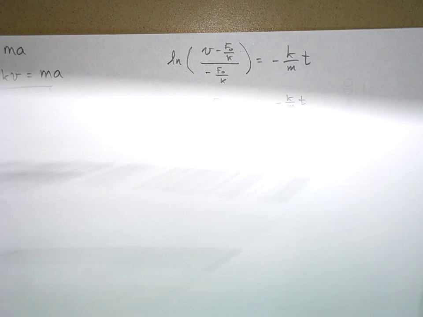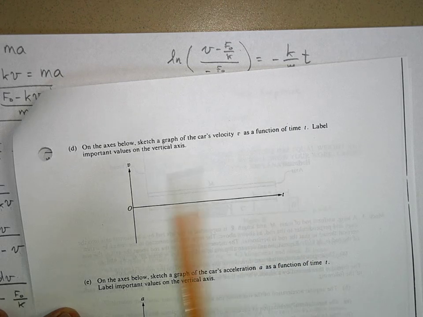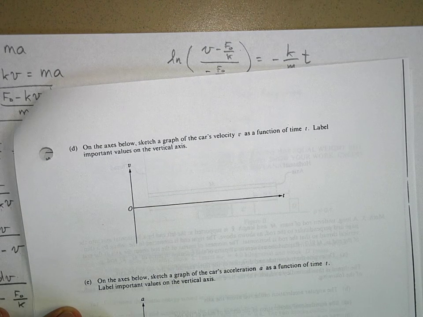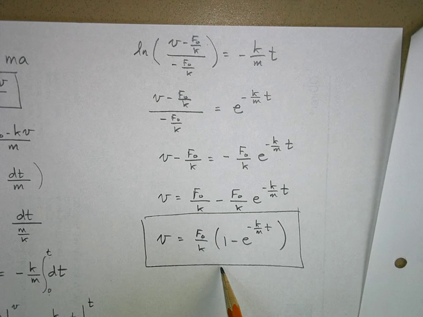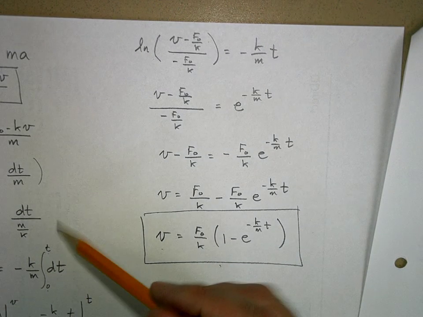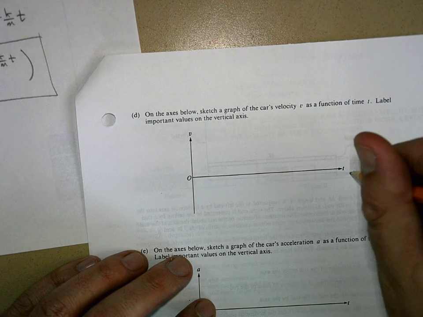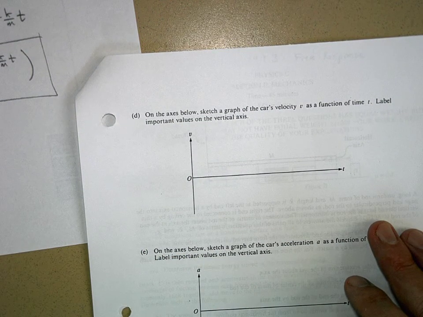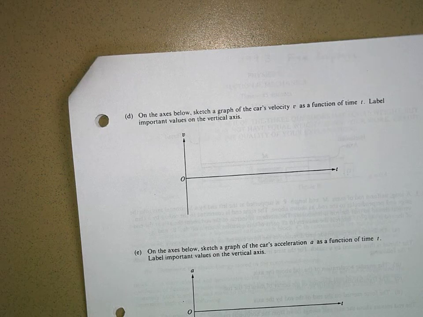So here's part D. We're going to sketch a graph of the car's velocity as a function of time t, and we're going to label the important values on the vertical axis. Now, here's the cool thing. I'm going to graph this, right? This is the velocity as a function of time, and that's what they're asking me to graph. But let's say you get confused in the math. Let's say somehow you got lost in all of this. You can still draw this graph, even if you can't derive the equation for it. If you recognize, hey, exponential function, all right, exponential function.